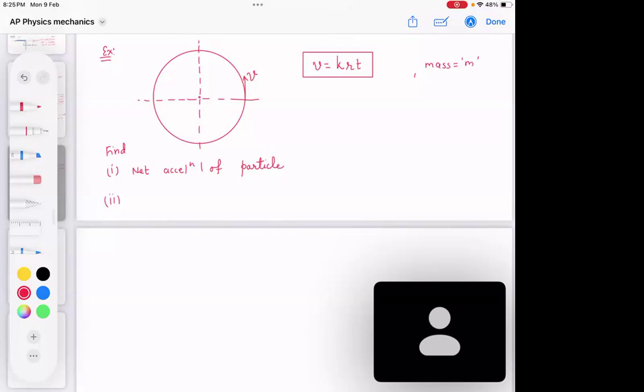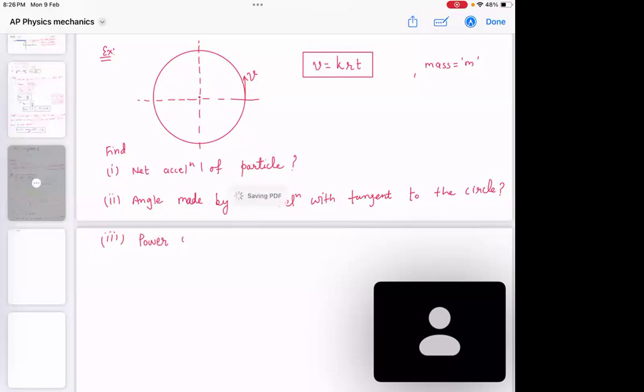Second thing, the angle made by the net acceleration with the tangent to the circle. Net acceleration is making how much angle with the tangent of the circle. And the third thing about this topic, power, also find it, or instantaneous power. Which power? Instantaneous power I am asking.